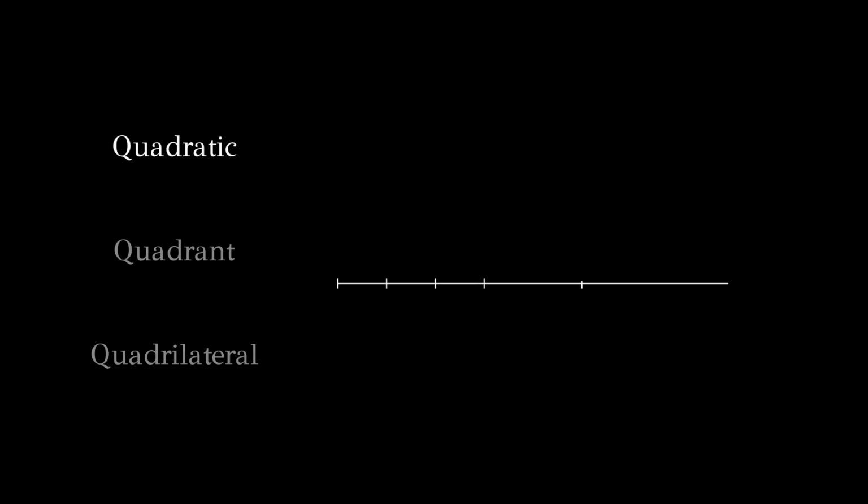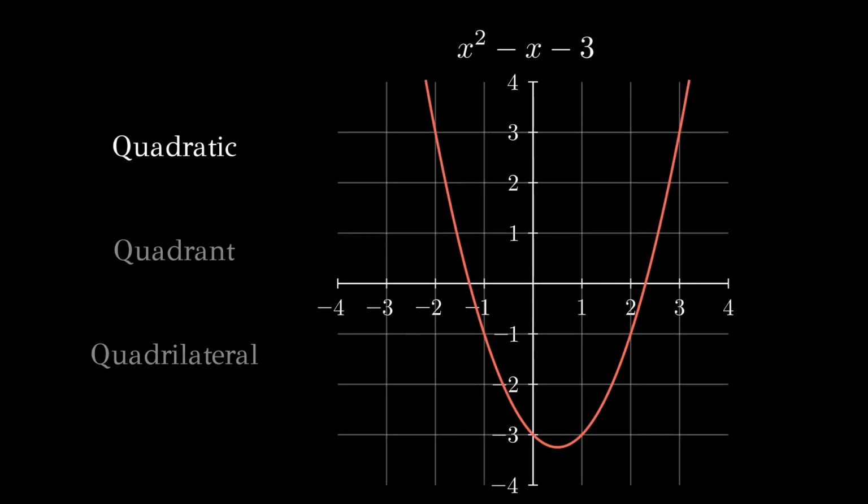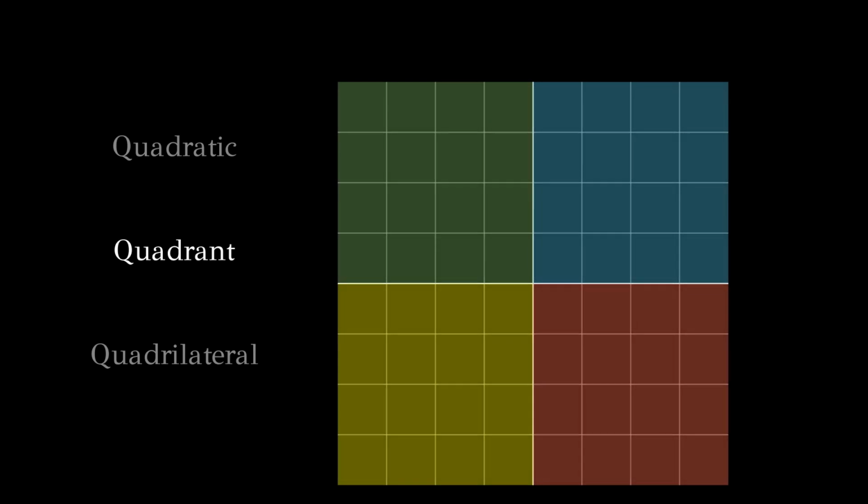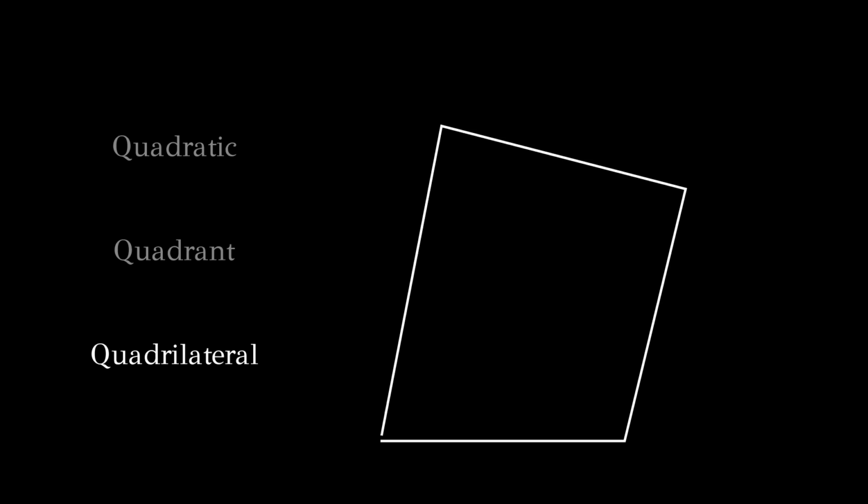There are some words having a similar root to square. The word quadratic in quadratic polynomial comes from the fact that its highest power is a square. The coordinate axes divide a plane into four pieces, so each piece is called a quadrant. A four-sided shape is called a quadrilateral. It comes from the Latin word quadrilaterus, where quadri means four and latus means side. It's a partial translation of the Greek word tetragon, which means four sides, but it's now completely replaced with the word quadrilateral.